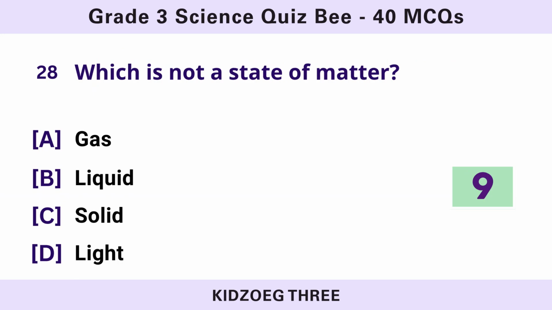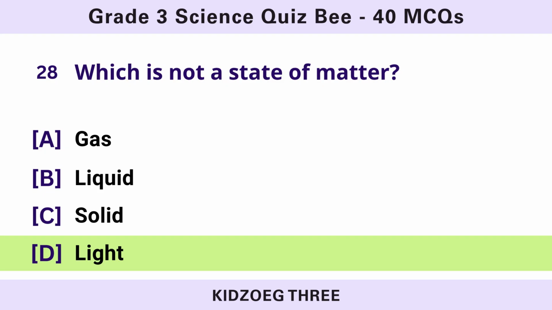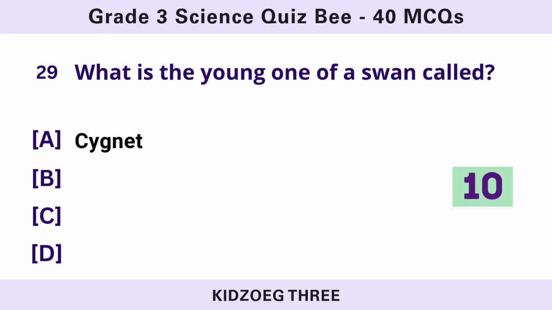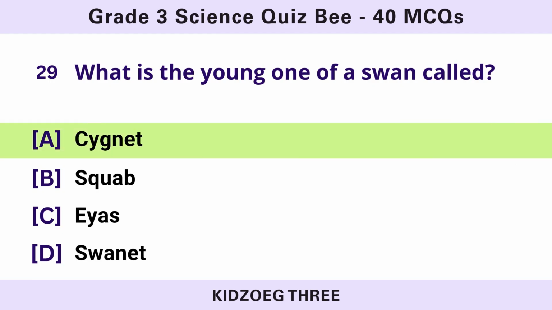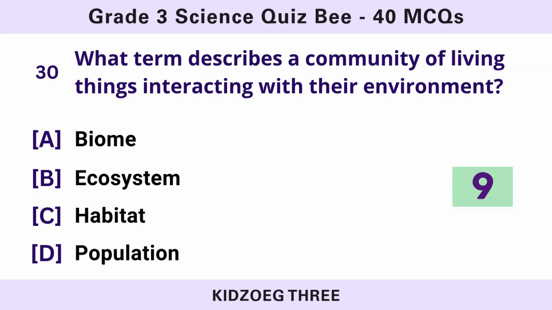Which is not a state of matter? Light. What is the young one of a swan called? Cygnet. What term describes a community of living things interacting with their environment? Ecosystem.